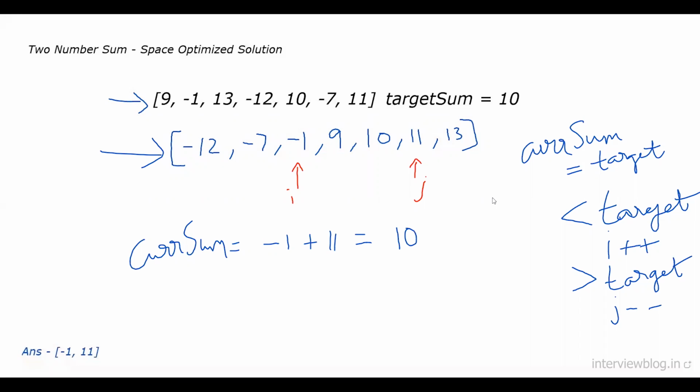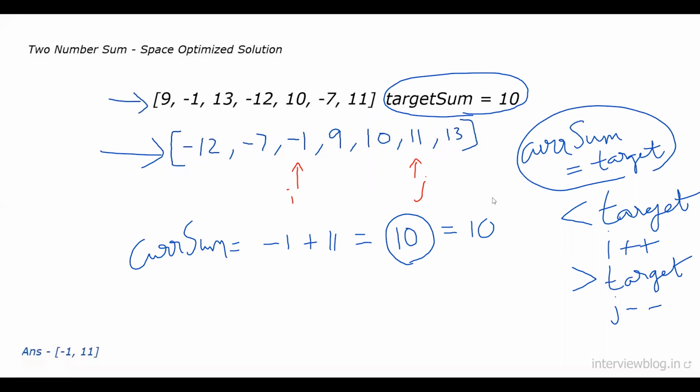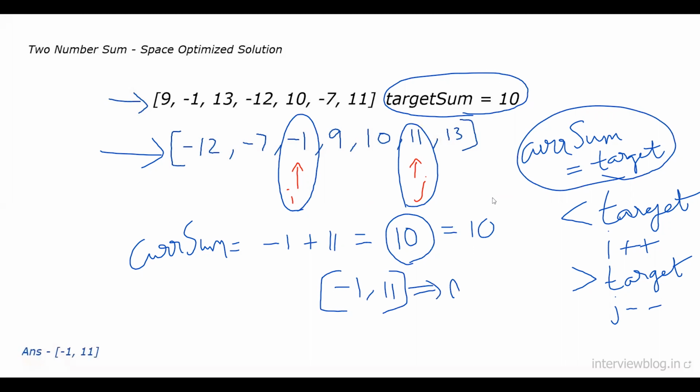Now we can see that the current sum, which is 10, is equal to the target sum, which is also 10. So in this case, we have found the target sum, that is, we have found the elements which when added give the target sum, and hence those elements are nothing but the elements pointed by my i and jth pointer. So I'll be returning negative 1, 11 as my answer. Hope you got the solution. Let us now discuss the complexity of this solution.